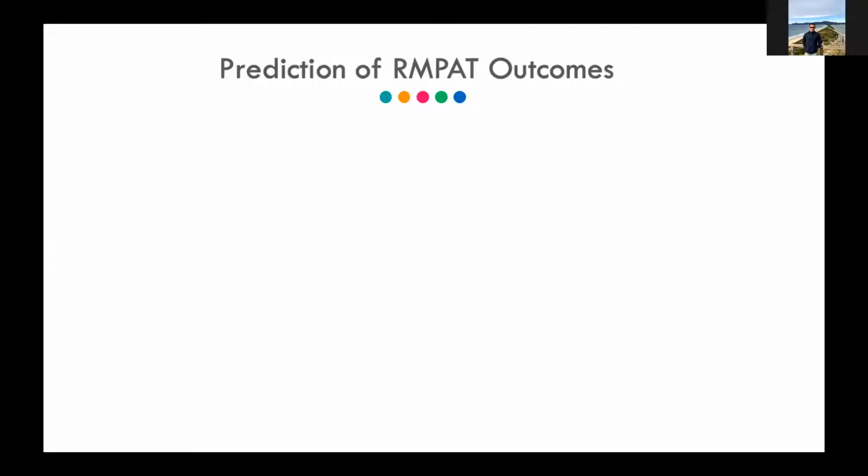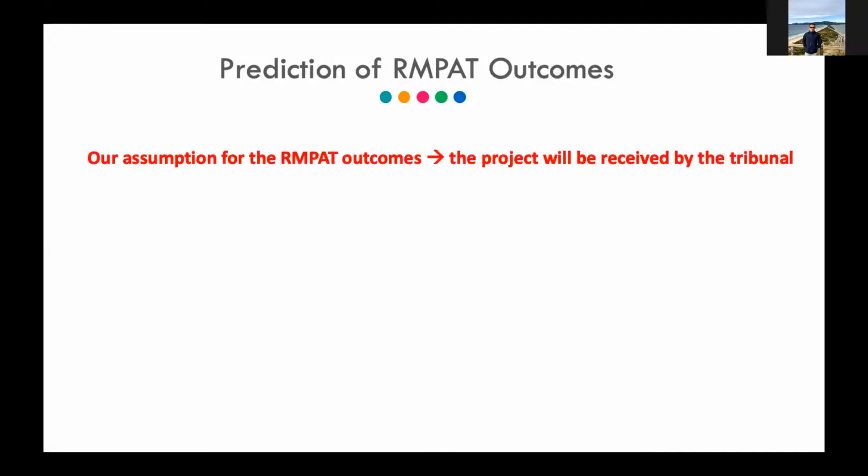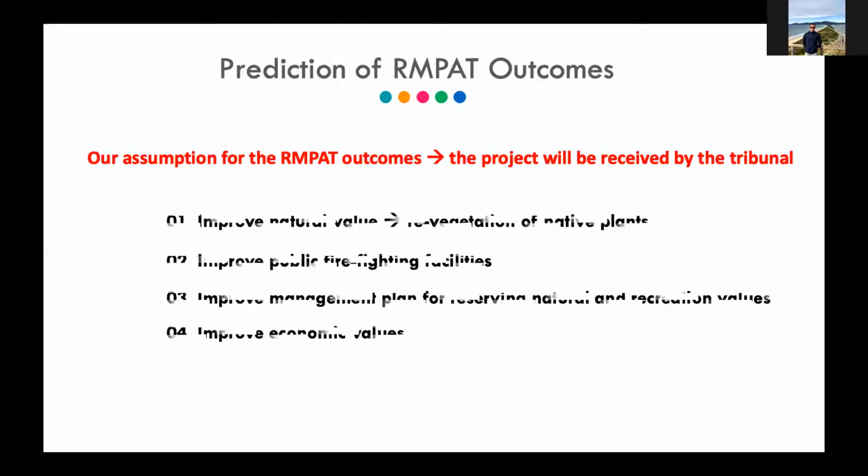And the last content is our prediction of the RMP80 outcomes. Our assumption from our prediction is that the tribunal will accept this project because of the following reasons. The first is the project will improve natural value, or revegetate the native plants. It also improves the public firefighting facilities and the management plan for natural and recreation values. And the main reason is it will improve the economic value.